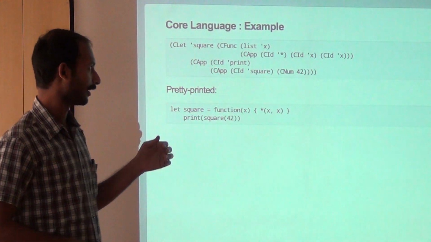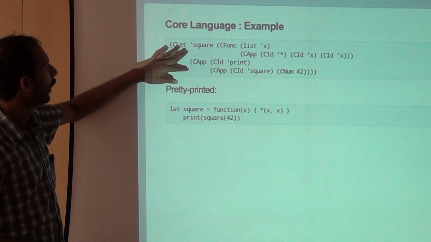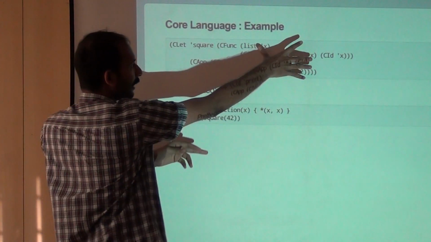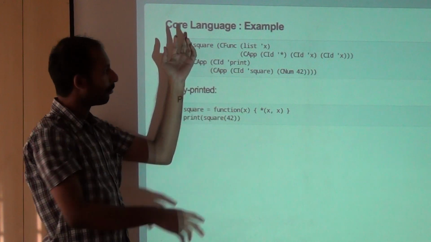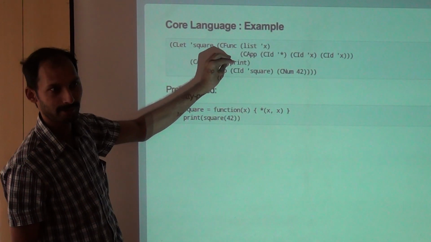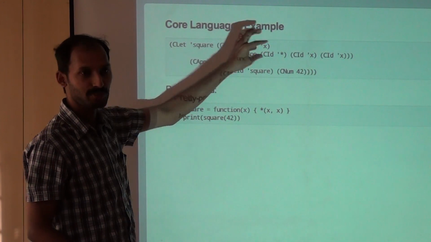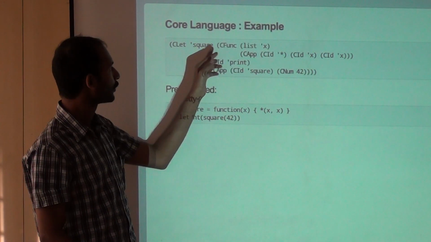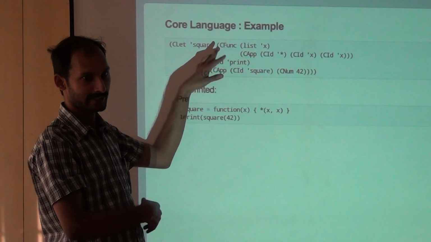If you actually see, I'm basically specifying here: let square be this value, and bind this square. So bind this variable to this value and then execute this piece of code. Let's see what it's binding to. It's binding to a function, a cfunc. That's how the syntax is defined.